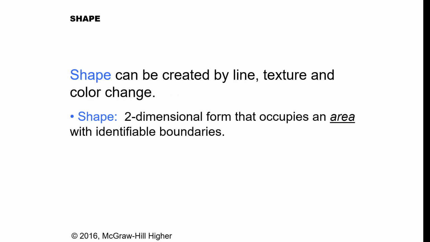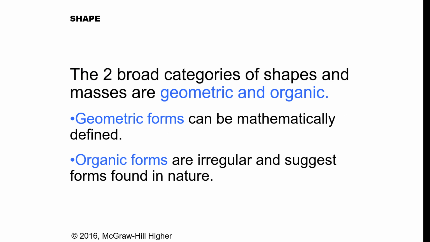The next element is shape, and it can be created by line, texture, or some kind of color change, for instance. Shape is basically a two-dimensional form that occupies an area with identifiable boundaries. The two big categories of shapes are geometric and organic. Geometric forms can be mathematically defined, and as you might imagine, organic forms look more natural.